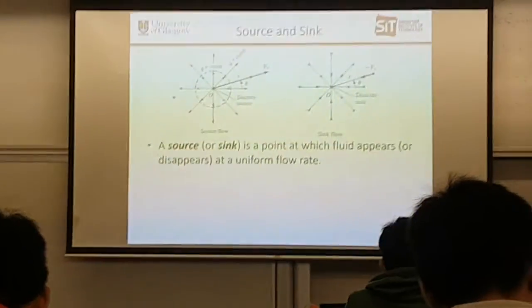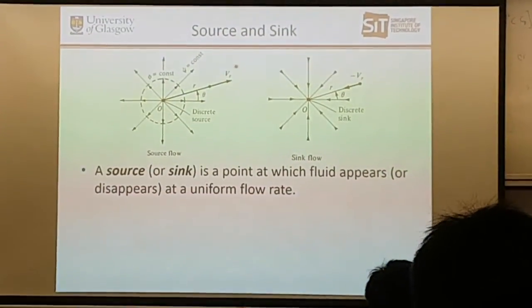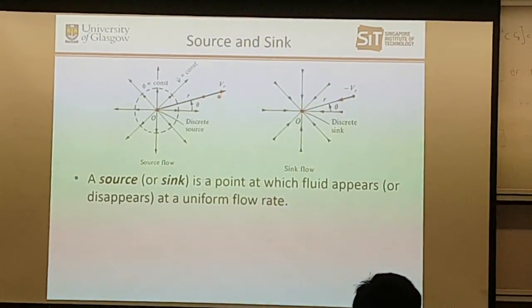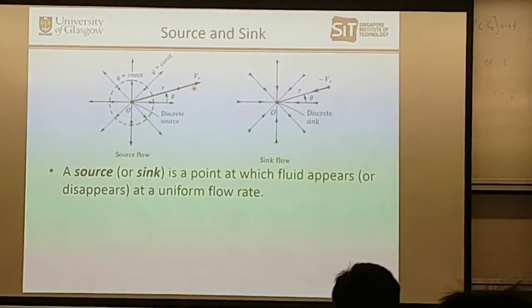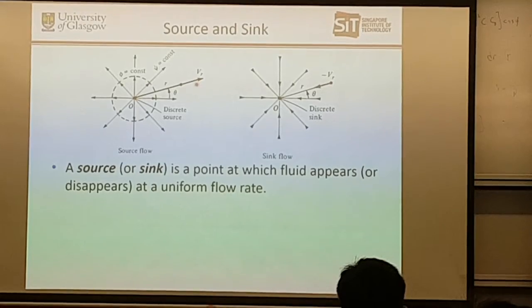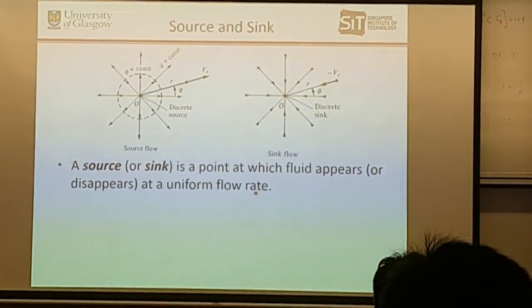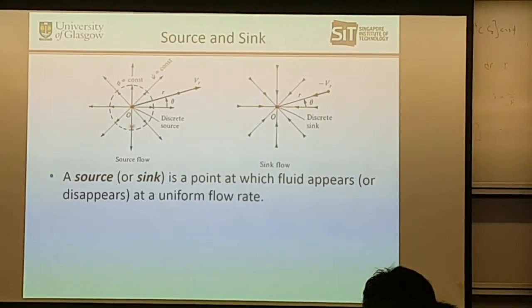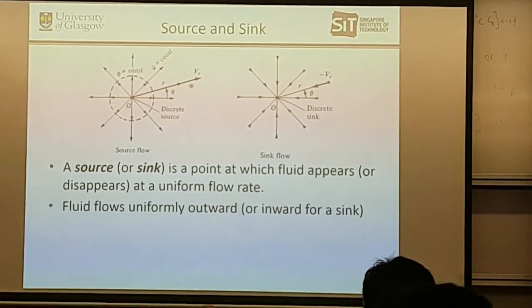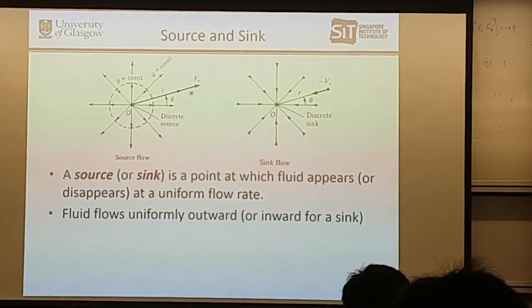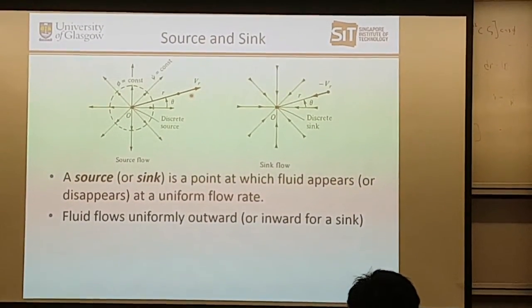You can notice from here that the only component I'm concerned about is my VR. There's no V theta. Later you'll see that V theta is tangential, and because both the source and sink are not rotating, your V theta will be equal to 0. You can imagine that these are radiating outwards, so flow will just go uniformly, either inward or outward, depending on the values that you see.